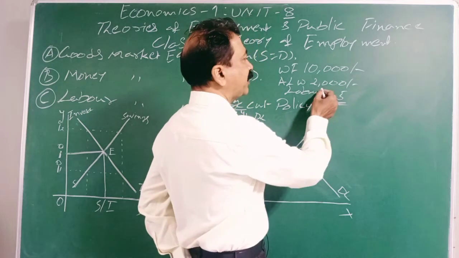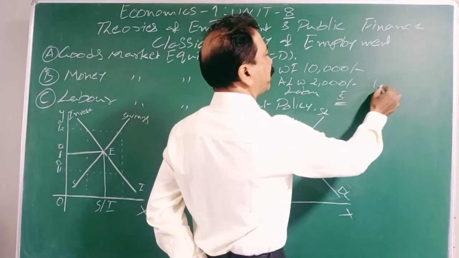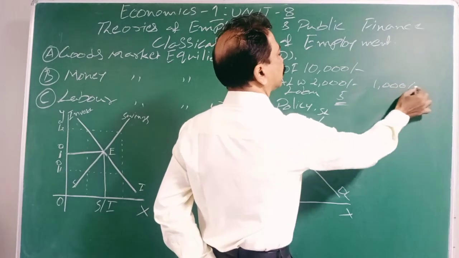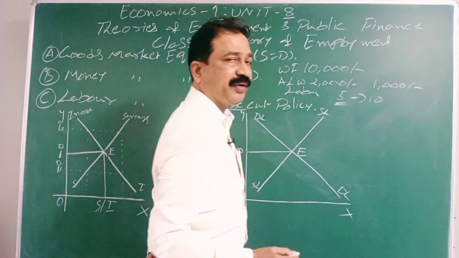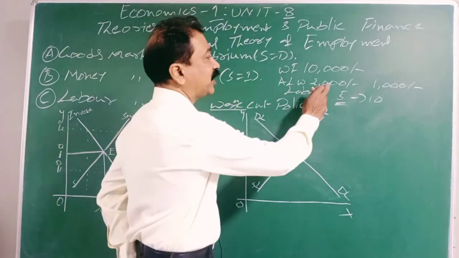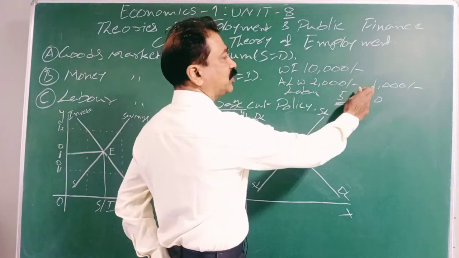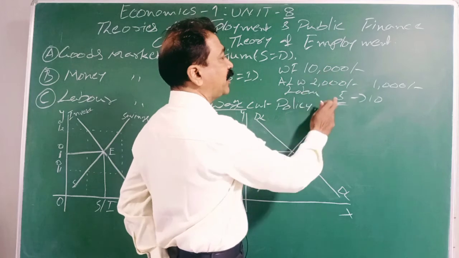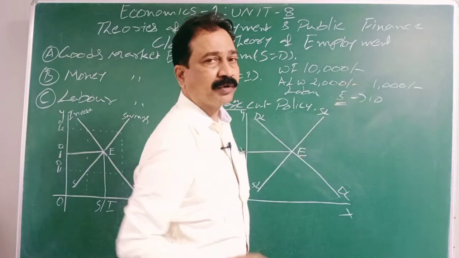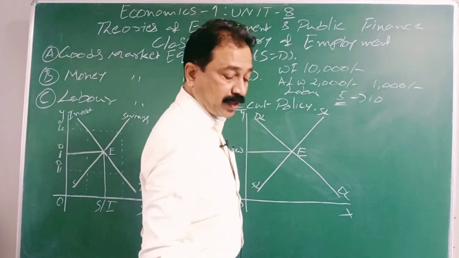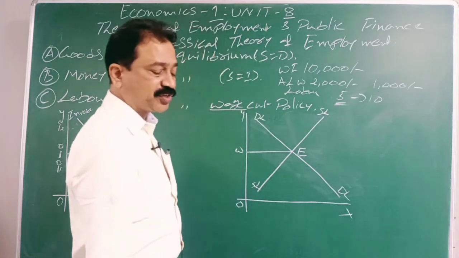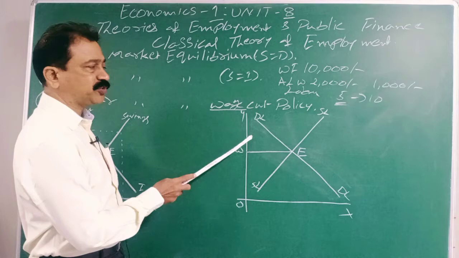If you start paying only 1000 rupees per head, then 10 people can be appointed. 10 labor can be appointed. See, we cut the wage from 2000 to 1000. Then automatically, instead of 5, we can appoint 10 labor. That is the wage cut policy. So this has a different relation here in the market.